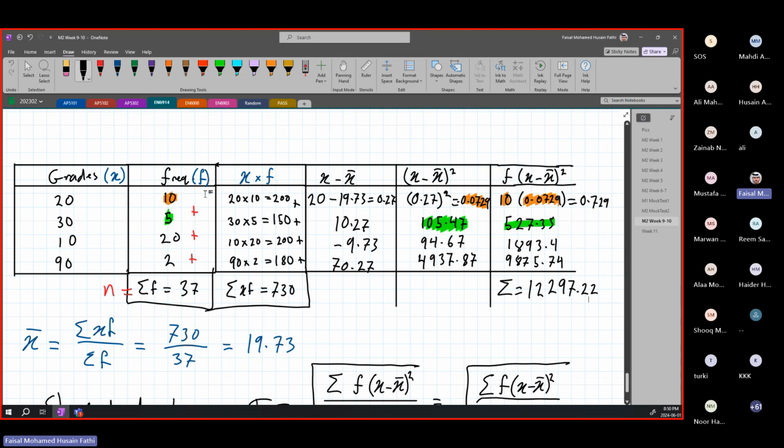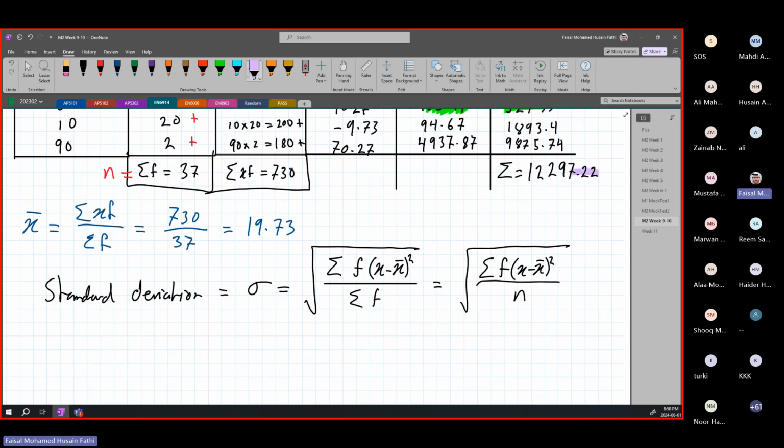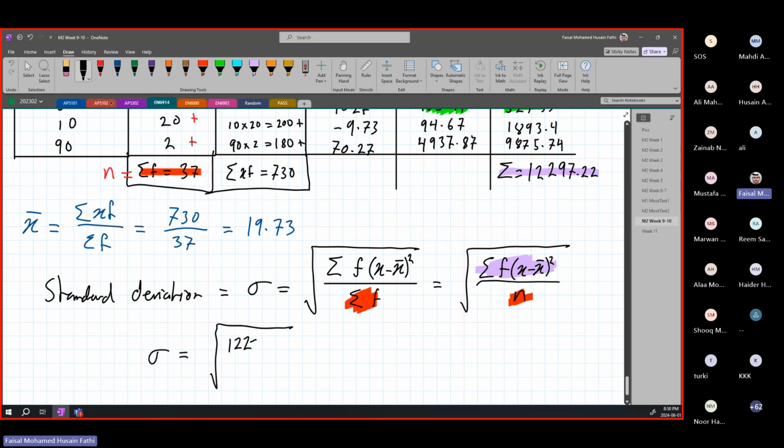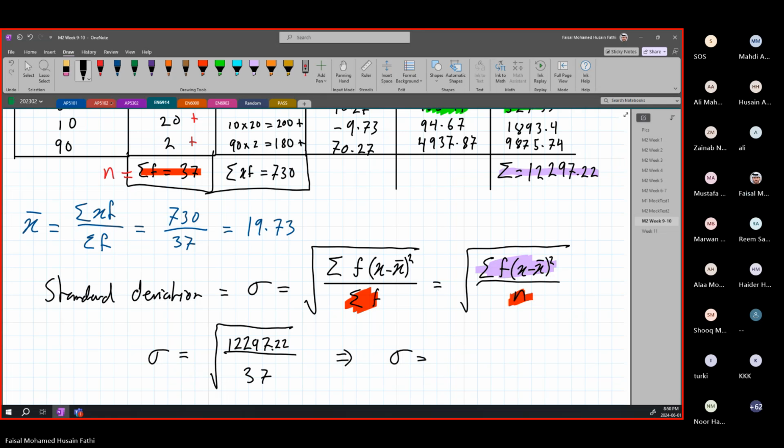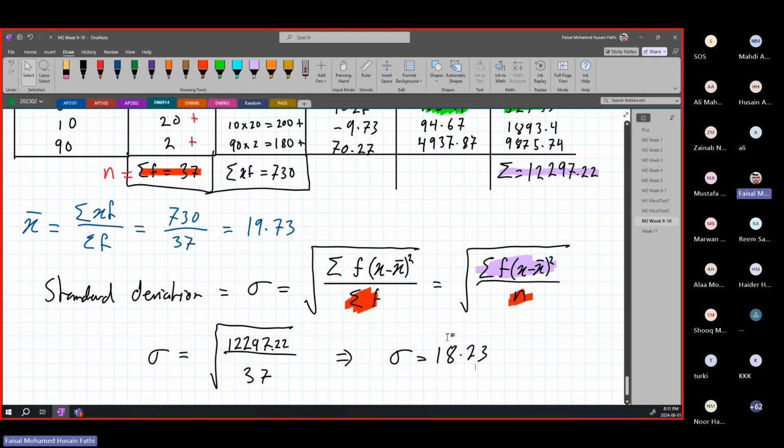Now we can plug it back into the equation. So this value that we got over here is equal to this top value over here. And the frequency, n, or the total frequency, is the same as the frequency over here that we found earlier on. So our sigma is going to be equal to the square root of 12297.22 divided by 37.7. So our sigma is going to be equal to 18.23. And this is our standard deviation.